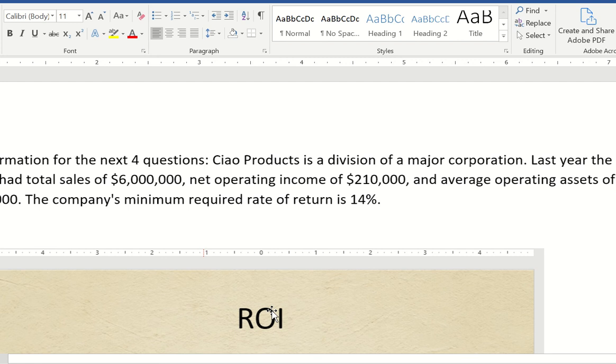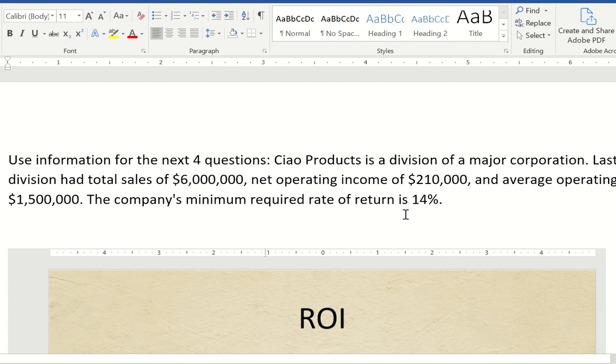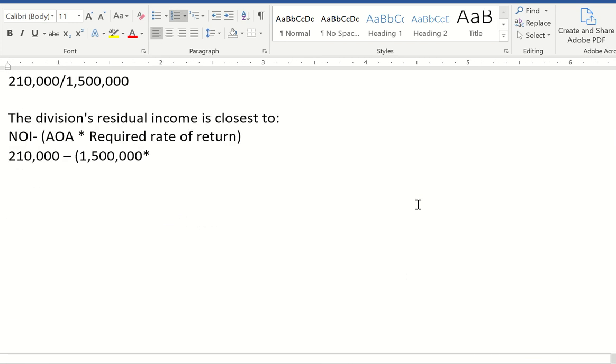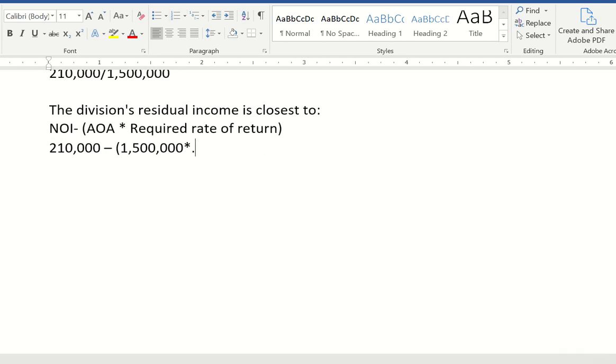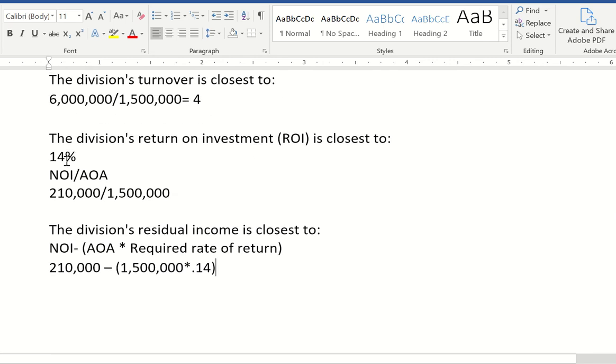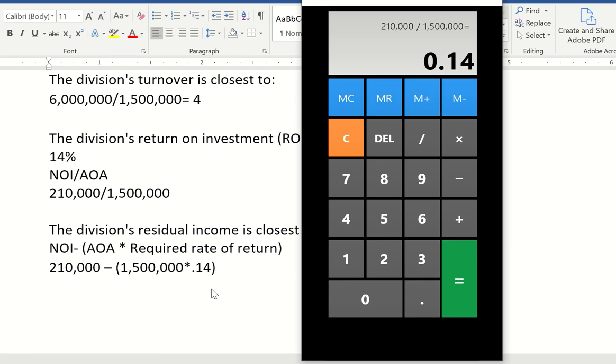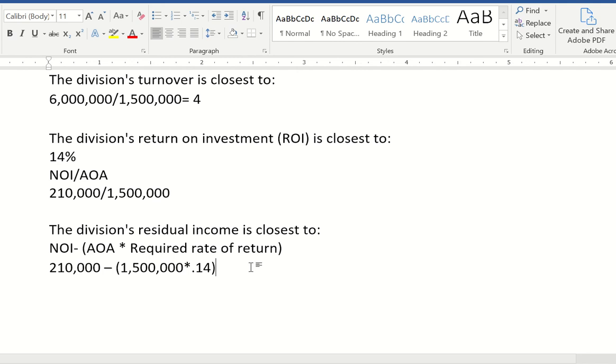So if this specific company has a required rate of return of 14%, I'll remember that 14%. So they require 14%, and the ROI is 14% as well. Knowing that they're equal here, let's see what happens. I'll do 14% times 1.5 million, which is 210,000. So the inside of the parentheses equals 210,000. 210,000 minus 210,000 will give me 0.